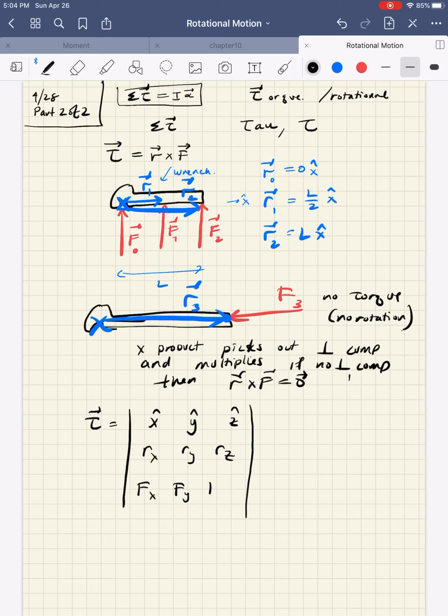What I'm doing is I'm just writing out the x, y, and z components of an R vector. Generally speaking, an R vector could have an x component, a y component, and a z component, for instance. And same with a force in Cartesian coordinates. It could have an x, y, and z component, just like the R has. The determinant is just a formula for the cross product.